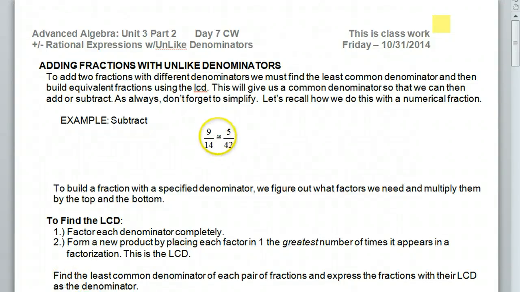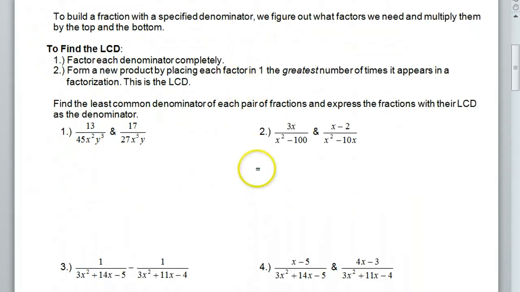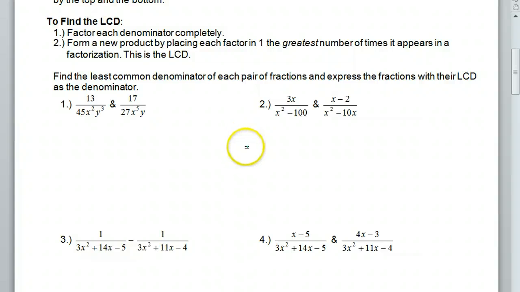All right, today's lesson is about adding and subtracting rational expressions with unlike denominators. Yesterday, all the problems we did had like denominators. These problems will not have like denominators. We'll have to make them be like denominators somehow, and I'm going to show you how to do that.